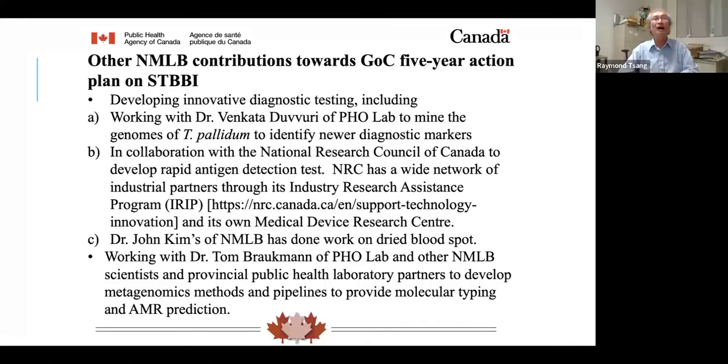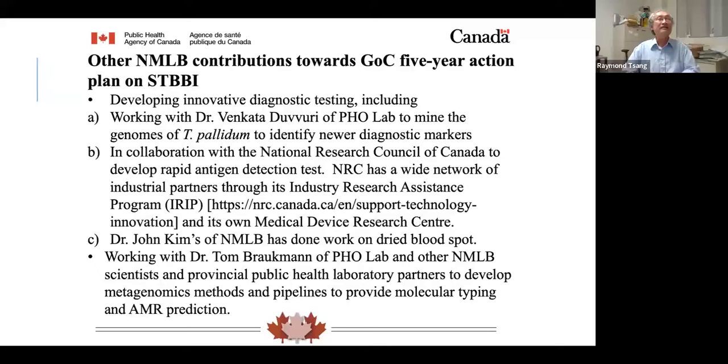NRC has a very wide network of industrial partners through its IRAP program. And also NRC has its own medical device research center. NMLB, Dr. John Kim of NML has also done a lot of work on dry blood spot.